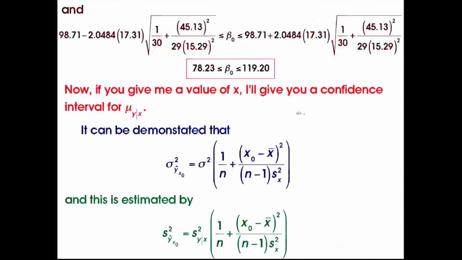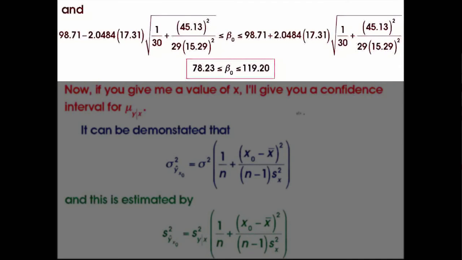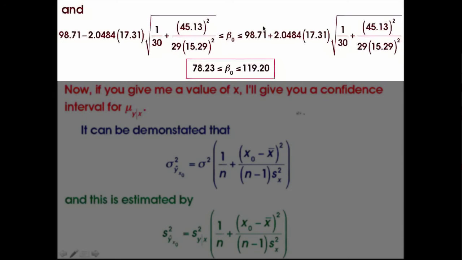Then constructing a confidence interval, again in the usual way, I've just taken the value of the intercept, 98.71, plus or minus t from the t distribution times s y given x and all this. This is just plugging in that formula. You get the intercept confidence interval of 78.23 to 119.20. Notice that 75 is not contained in that interval. So hypothesizing that the intercept is 75 should be rejected, even if you're looking at it through a confidence interval.